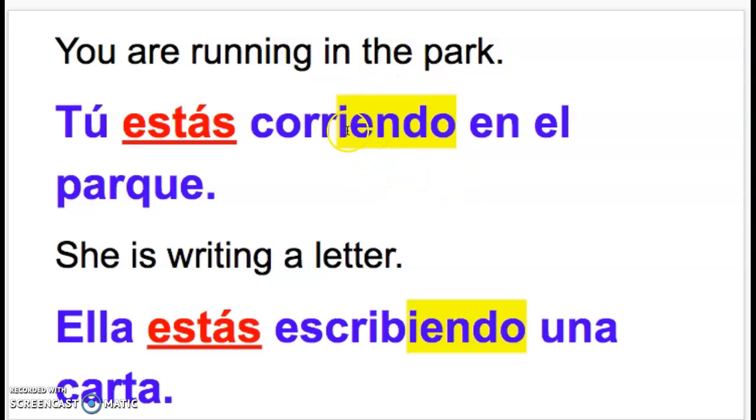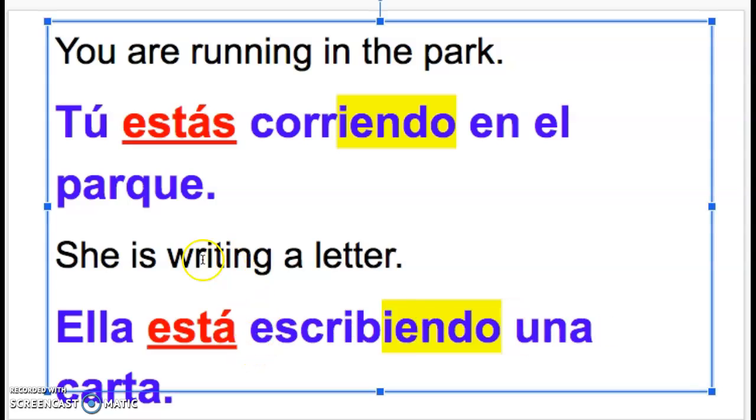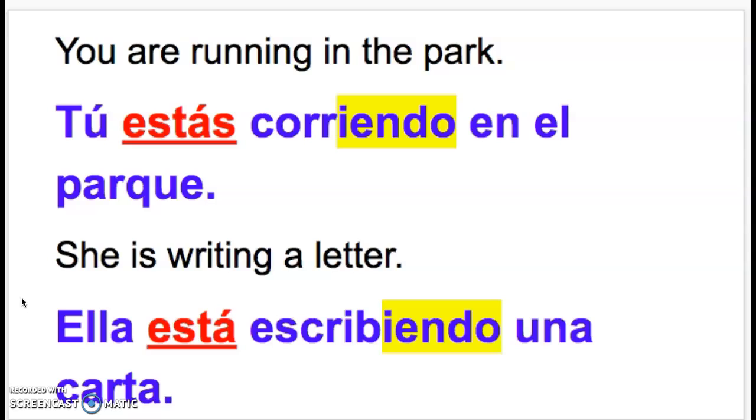So I take off the ER for correr and I add IENDO. But I got to make sure I use estás for you are, okay? Tú estás. She is writing a letter. Ella, oops, and that's a typo. Ella está escribiendo una carta, okay? Ella está escribiendo. So she is, and then I take escribir and take off the IR and add IENDO. Ella está escribiendo una carta.